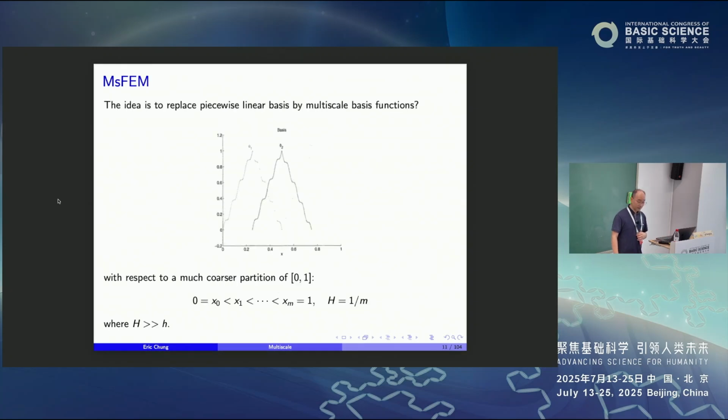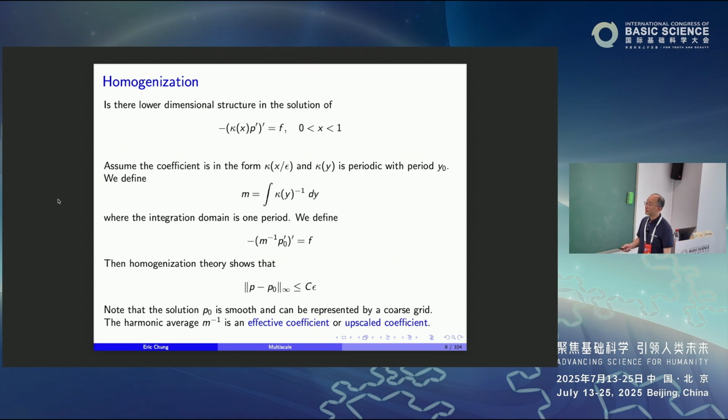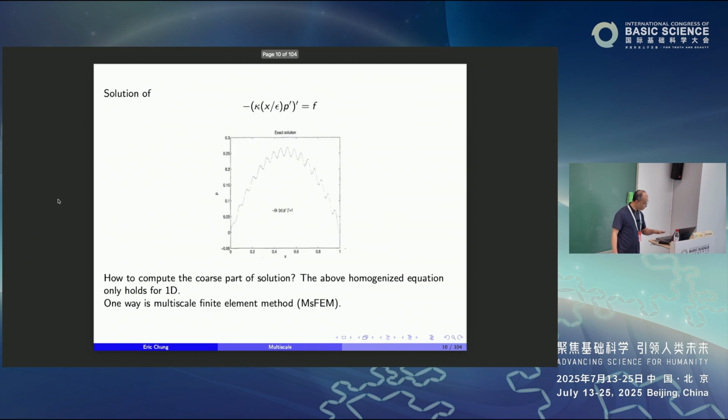So that's why next we would like to try the following. Instead of finding the original solution P, the problem is: can we find something that is more smooth compared with the original solution P? Which means that instead of solving P, can we solve P0? That is the idea.